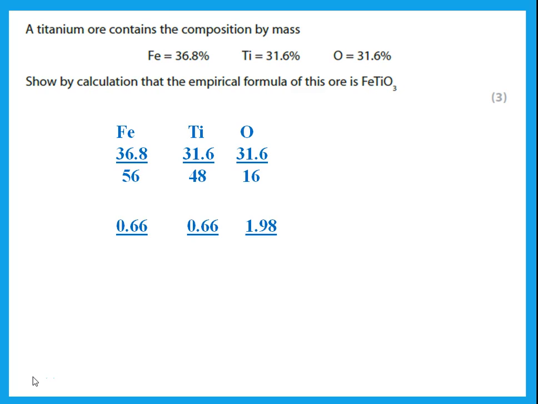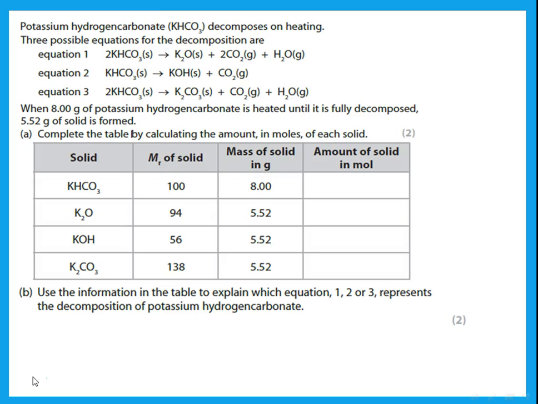Then the numbers that come out, I divide by the smallest, and then the ratios are this, so the empirical formula is this. Okay? Potassium hydrogen carbonate decomposes on heating. 3 possible equations for the decomposition of this.